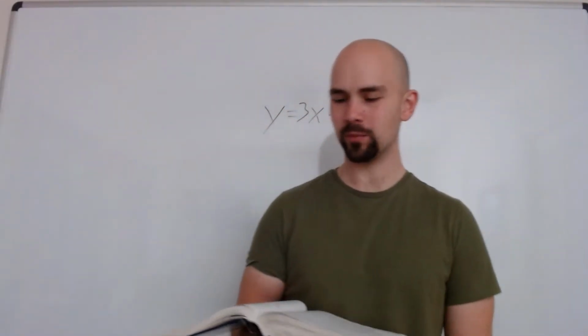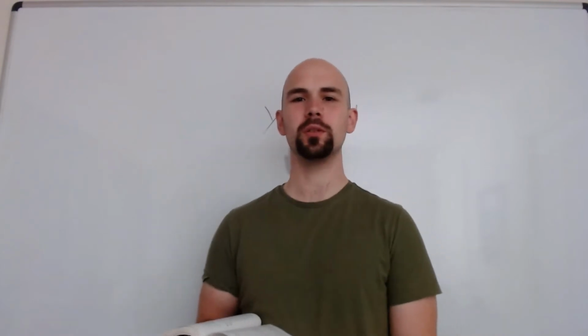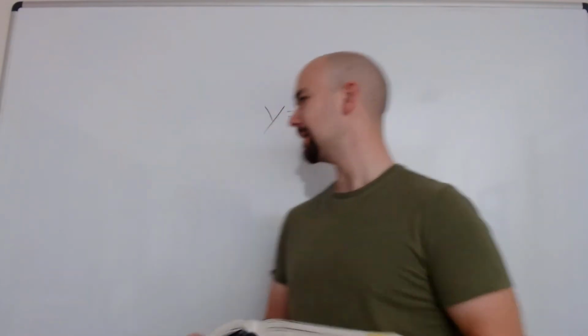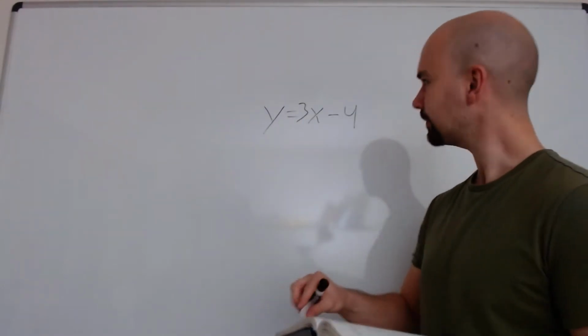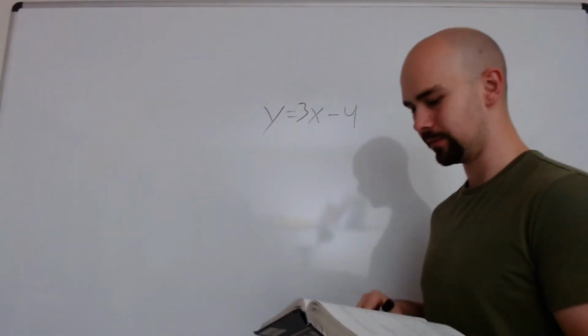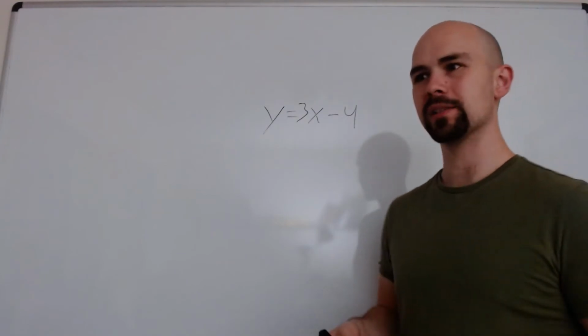Welcome back, algebra class. We are going over elementary algebra, chapter 12, verse 2. And we're going to begin with a problem from the homework. So they give you this equation right here, y equals 3x minus 4.